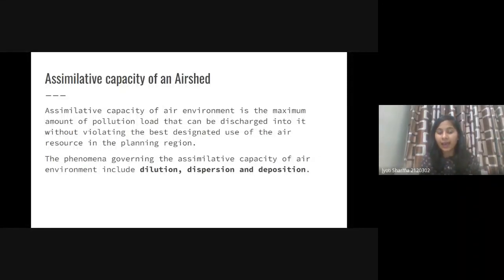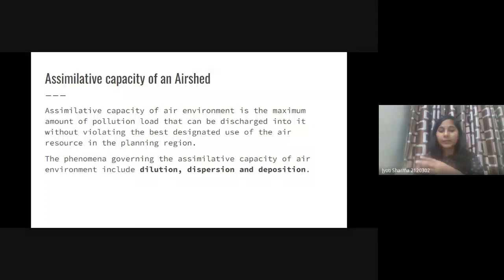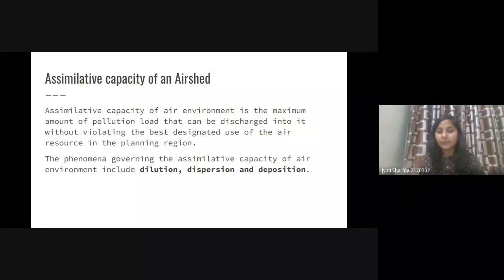So dilution is, as your air goes away from some center point, obviously it will be diluted. Then dispersion, as we talked about, is because of diffusion and all. Then the deposition may be due to dry deposition or wet deposition. For example, if you have rainfall, then this rainfall will bring the particulate matter down to the ground. So we have different mechanisms by which our atmosphere can clean itself.